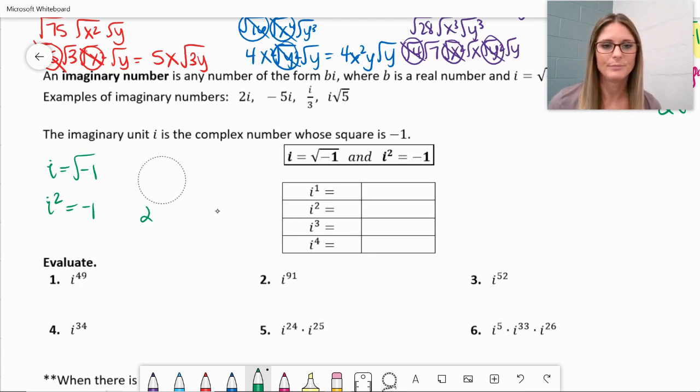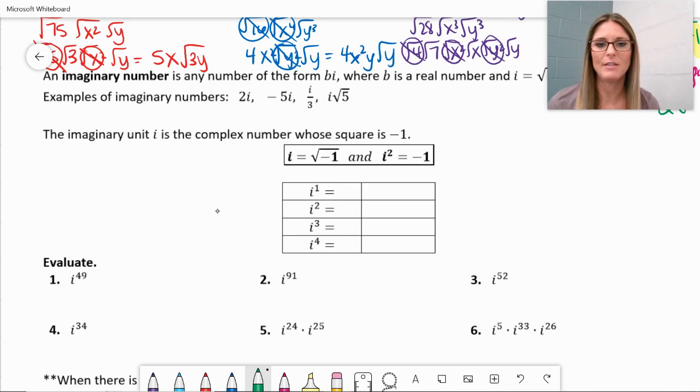I'm going to erase this because you have it right there in the box: i is equal to the square root of -1, and i squared is equal to -1. Remember that because we're going to be using it a lot. I'm going to make you a quick table, looking at i to the first power, i to the second power, i to the third, and i to the fourth. i to the first power is just i. i to the second power, if you did i times i, you have it up here in the box. i times i is -1.